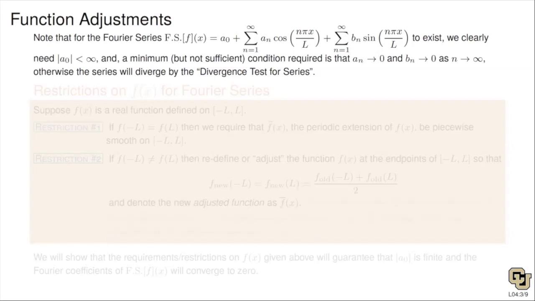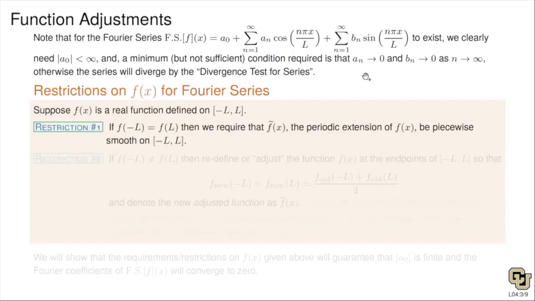Okay, so that's the first thing we're going to prove: the coefficients go to 0. Here we're going to put two restrictions on our function. These are the restrictions on functions we're going to place, and these are the only kinds of functions we want to look at Fourier series for. So if the function defined on minus L to L agrees at the endpoints, then the only restriction I have is that we require its periodic extension to be piecewise smooth. So we require the periodic extension of the function to be piecewise continuous and the derivative to be piecewise continuous.